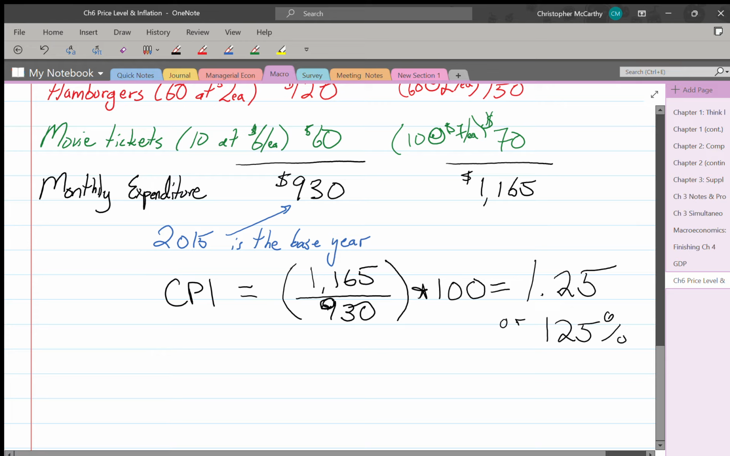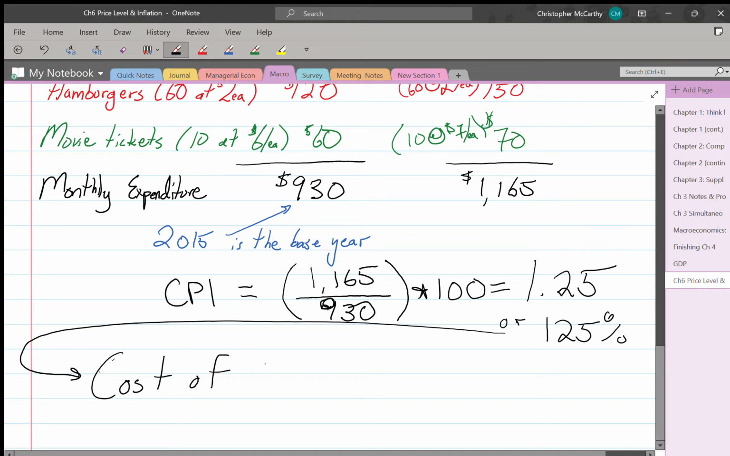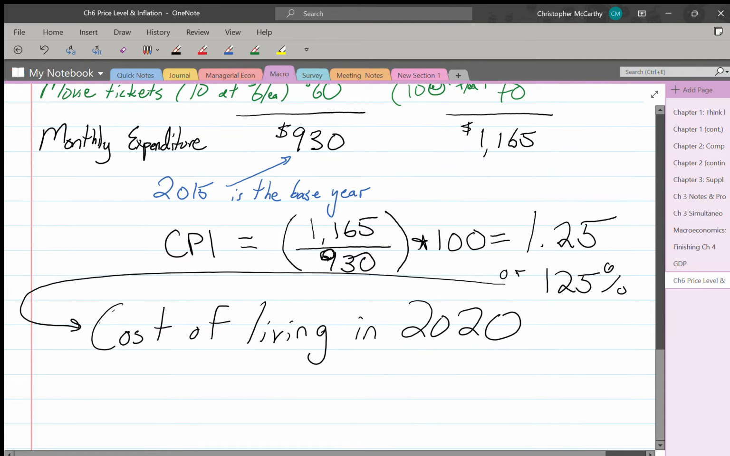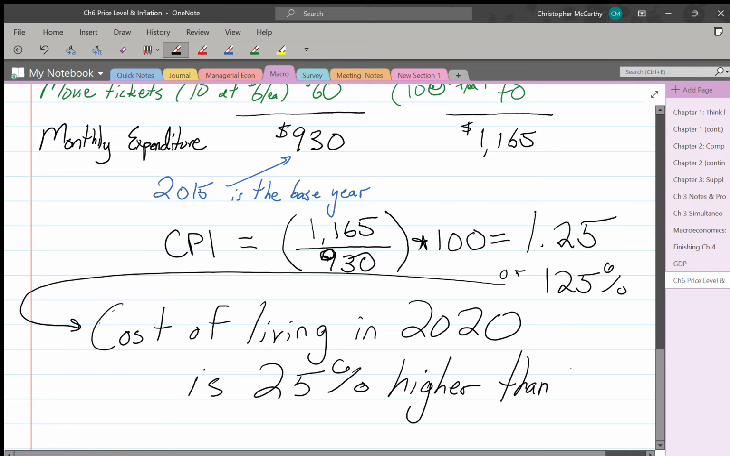So the other way we can say this is we can say the cost of living in 2020 is 25% higher than in 2015.